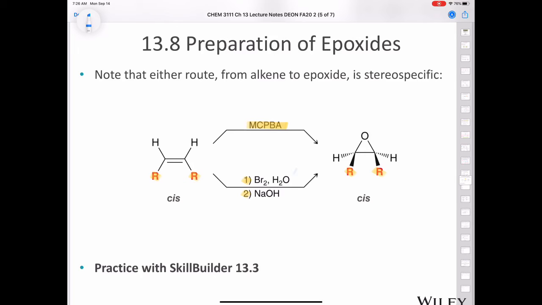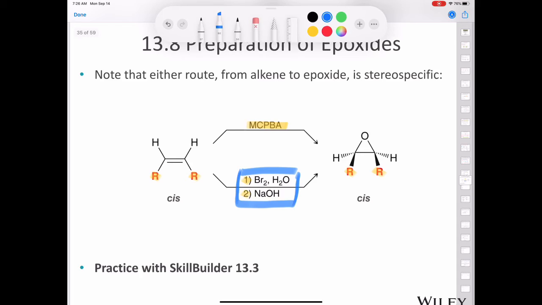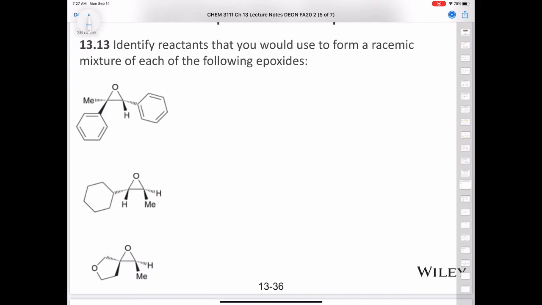You should be ready to use either one of these processes at any time to make an epoxide. So halohydrin formation followed by treatment with sodium hydroxide to do an intramolecular SN2 reaction, or treatment with MCPBA, or if you don't like MCPBA and you want to use peroxyacetic acid, if you want to draw that out, that's perfectly acceptable too. Any one of these will work. With that in mind, let's take a look at some practice problems.